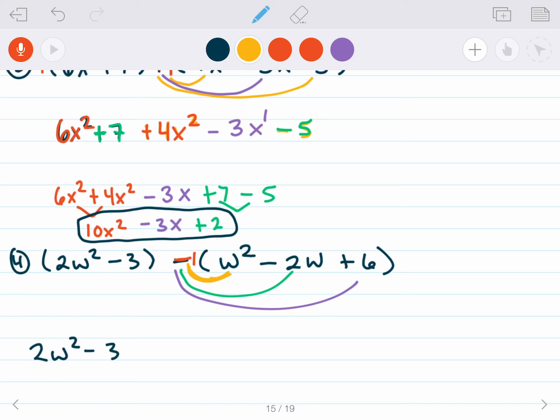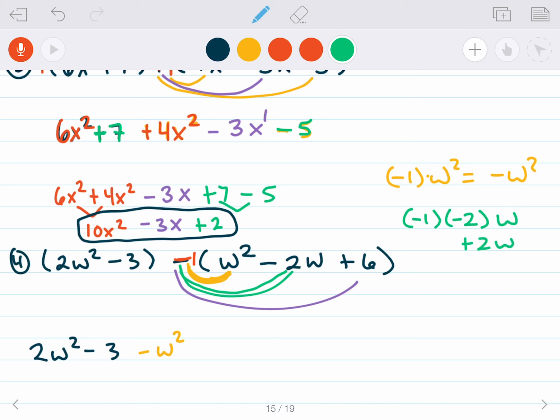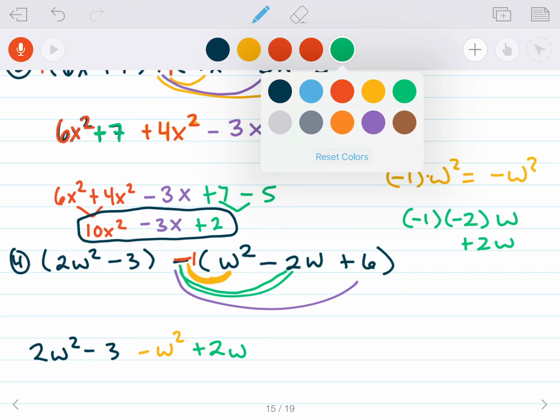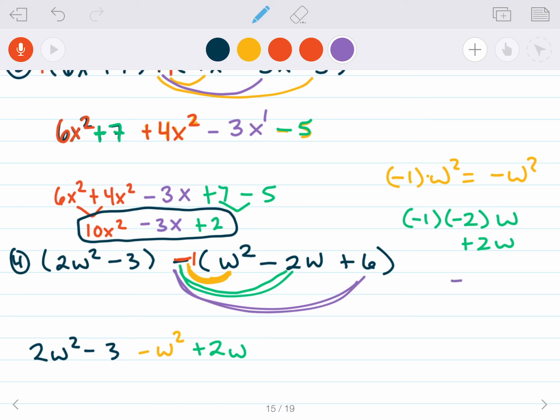Okay, so -1 times W squared. Write it down if you have to. -1 times W squared is -W squared. So I'm going to carry that down here. All right, now green. -1 times -2W. That's a positive 2W. Negative times negative makes a positive. So positive 2W. And finally, we have -1 times positive 6. A negative times a positive is again a negative, so that's -6.